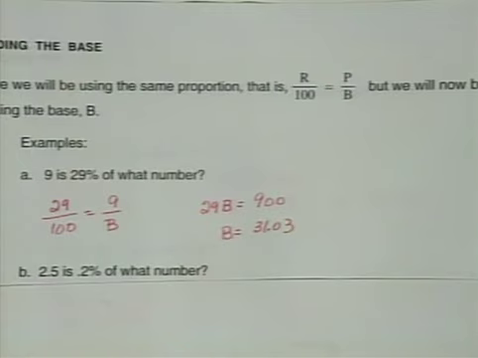$2.5 is 0.2% of what number? What are we going to use for rate? For R? 0.2. What are we going to use for P? 2.5. And what are we going to use for B? B. That's what we're solving for. Again, put it in your proportion, cross multiply.